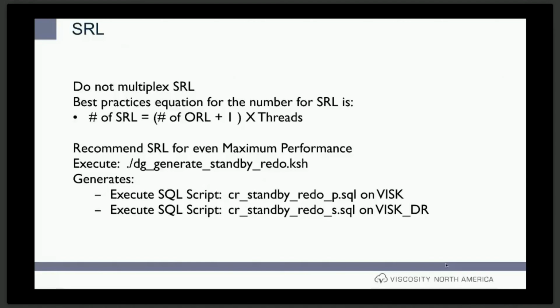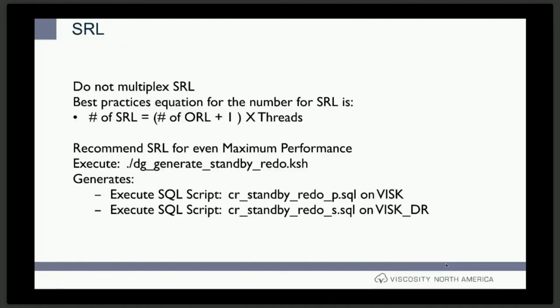Okay. Also, as best practice, make sure you create your standby redo logs on both your primary database as well as your standby database. And so again, the DG toolkit that I mentioned before has a script called DG generate standby redo shell. It will actually go inspect your primary database, look at the number of threads that you have, look at the number of online redo logs, and it'll actually create the standby redo log syntax for both your primary and your standby database.